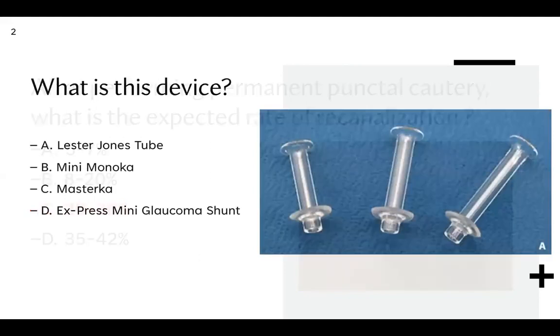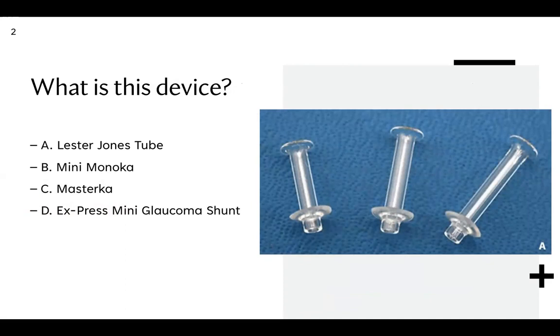With that, we go to a second question. You see this device, this photograph. What is this device? Is it a Lester-Jones tube? Is it a mini monoca? Is it a master car? Or is it an express mini glaucoma shunt? These are all the same devices in slightly different sizes. And you need to tell me what is the name of this device. It is a surgical device used in surgeries as an adjunct.